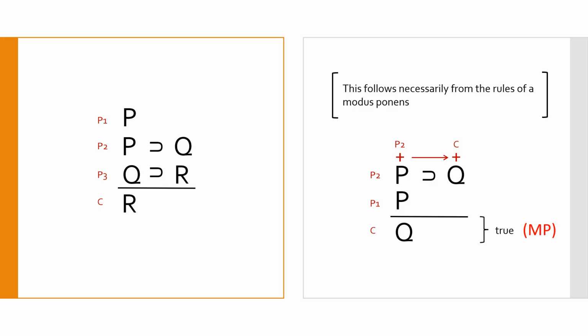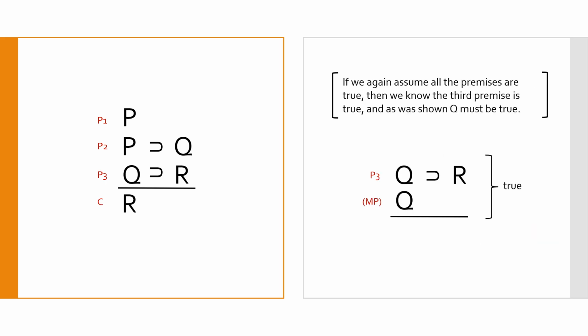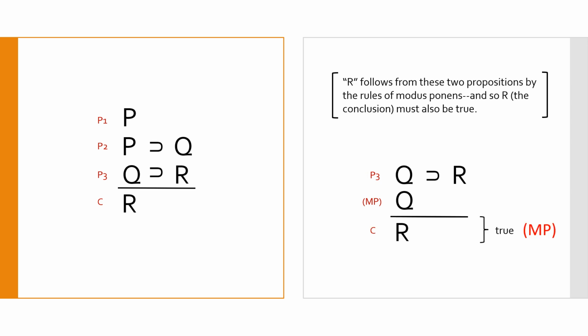And of course, at this point, now we know that our 3 premises, P, if P then Q, and if Q then R are true, but we also now know necessarily that Q has to be true. So again, if we assume that all of the premises are true, this would also mean that the third premise, which is if Q then R, must be true. And as we just saw, based on the rule of modus ponens, we also know that Q has to be true. And of course, as we know from the rule of modus ponens, it would also follow and follow necessarily that R must be true.